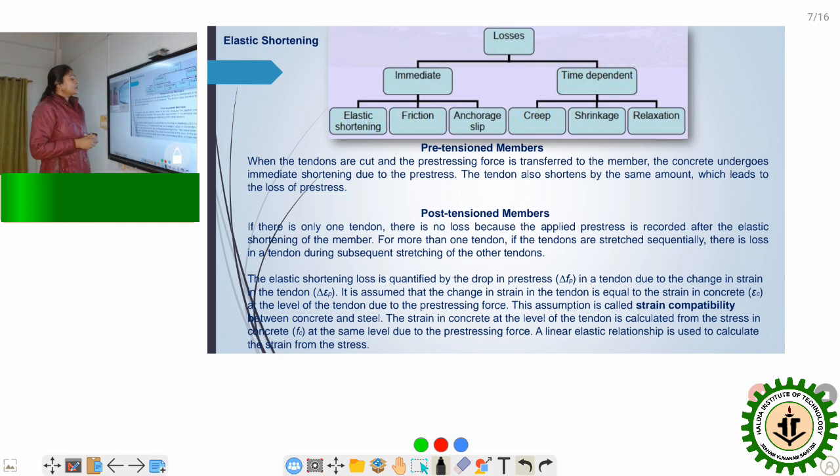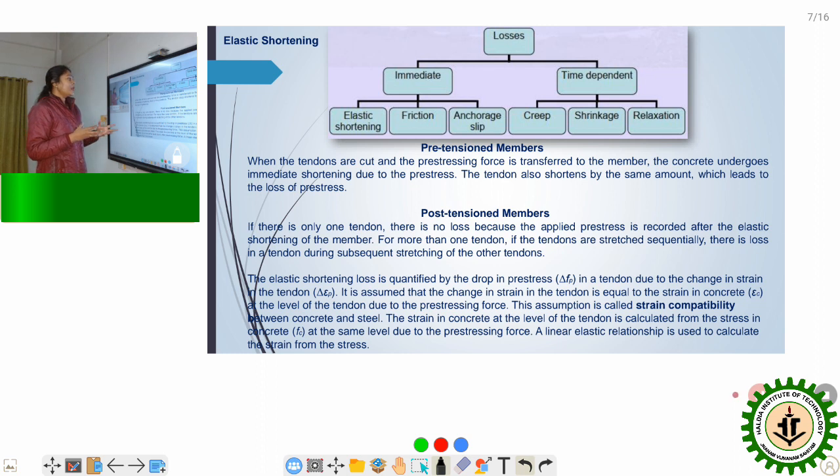Now there is a flow chart. We can see that losses can basically be divided into two parts, as I have told you: immediate losses and time dependent losses. Immediate losses are elastic shortening, friction, and anchorage, and time dependent losses are creep, shrinkage, and relaxation. So for immediate losses, let's say for elastic shortening, it is normally predominantly found in pre-tension members.